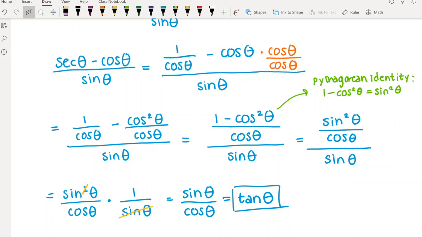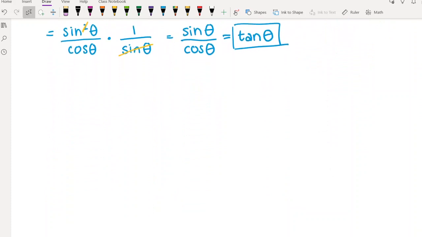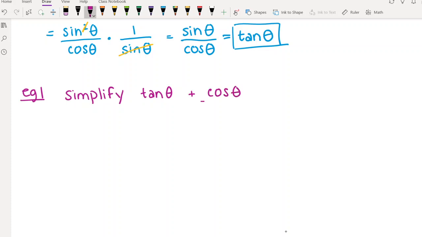Okay, so we're going to do a couple more examples along these same lines. Let's do, oops, I wanted to switch colors here. Debating which one to do next. Okay, let's do this one. So this one is going to be: simplify tangent of theta plus cosine of theta over 1 plus sine of theta.